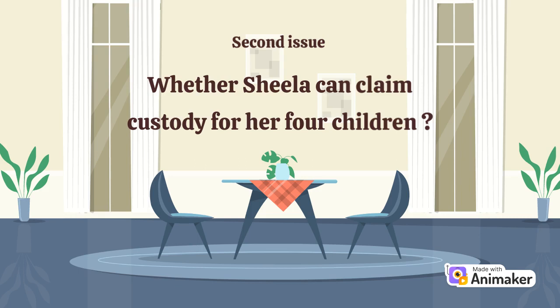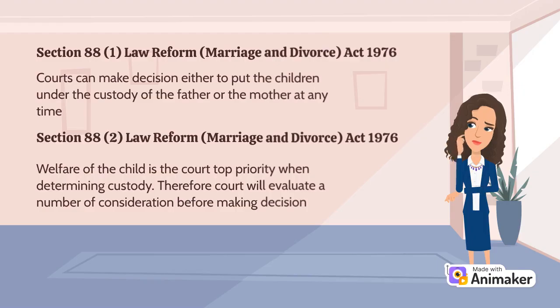Moving on to the next issue, whether Sheila can claim custody of her 4 children. In determining whether both parties that have been divorced can claim custody of the children, some factors need to be seen. According to Section 88 Clause 1 of the LRA, courts can make the decision either to put the children under the custody of the father or the mother at any time. In Section 88 Clause 2 of LRA, the welfare of the child will be the court's top priority when determining custody. Therefore, the court will evaluate a number of considerations before making a decision.